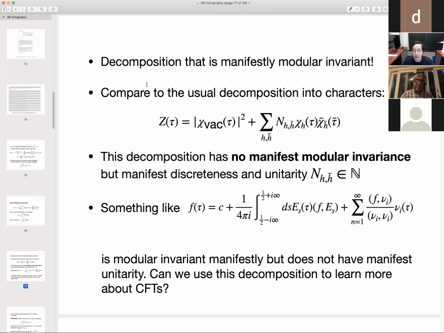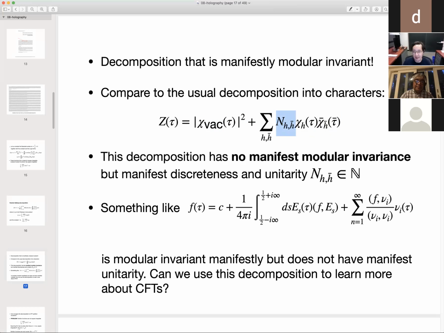So compare this, let's consider the partition function of a conformal field theory. The way that we usually decompose this partition function is we decompose it into representations of the chiral algebra, for example, representations of the Virasoro algebra. So we can take the partition function and write it in terms of the vacuum character squared and various massive representations. In this decomposition, modular invariance is a miracle because each of these individual characters is not modular invariant. However, what is obvious is discreteness and unitarity of the spectrum, because you just take this decomposition and you look at the overlap coefficients and you check that they're positive integers.